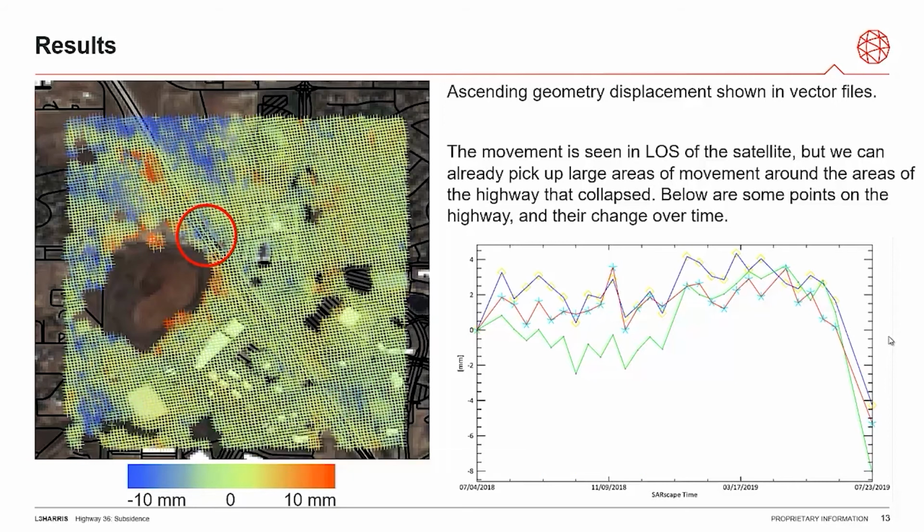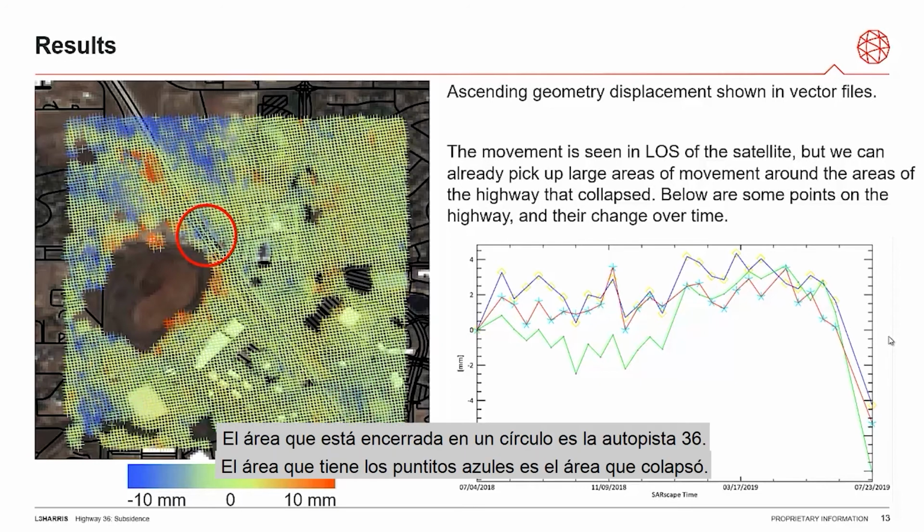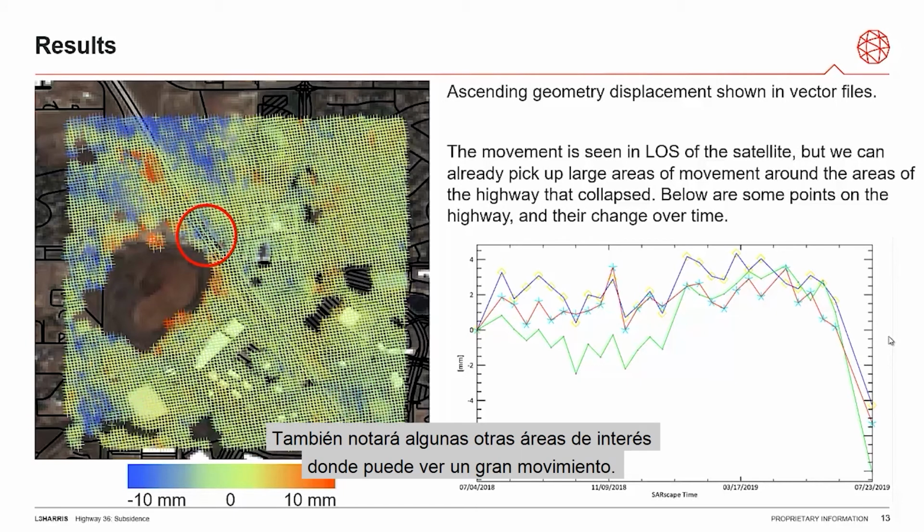Here we have Broomfield, Colorado. The area that is circled is Highway 36. The area that has the little blue points in there is the area that collapsed. You'll also notice some other areas of interest where we're seeing large movement. To the north, we're seeing a lot of blue. From my look in that region, there was some excavation that was occurring.